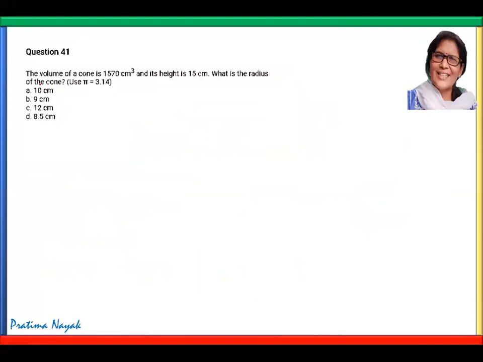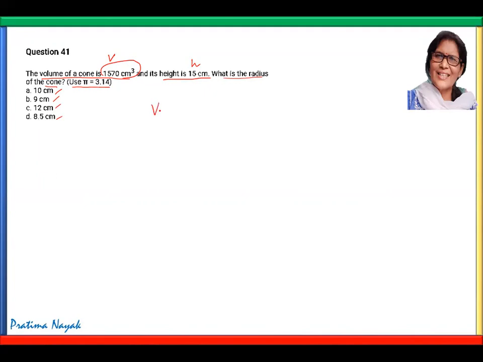Next, the volume of a cone is 1570 centimeter cube. So this is your volume. Height is 15. What is the radius of the cone? Here it is different because you have to use pi is equal to 3.14. Hint is given. Then the radius will be 10, 9, 12, 8.5. You have to find out.